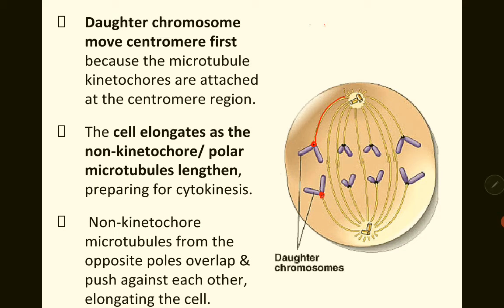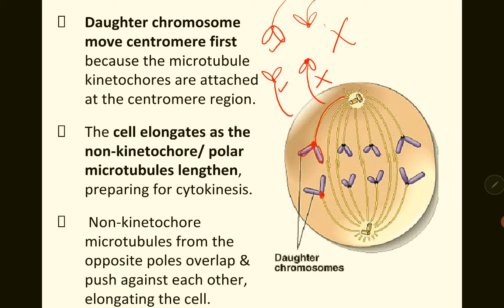That's why we do not draw it like this when they separate. Okay, this is wrong. Because when it pulls the centromere first, they will move like this, in the opposite direction. Okay, so this is the correct one. And this is the wrong one.